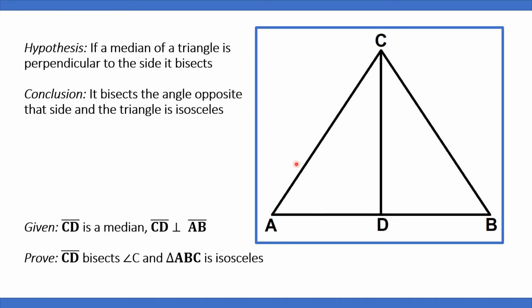Let's have the restatement. Given, line segment CD is a median, and that line segment CD is perpendicular to line segment AB. We need to prove that line segment CD bisects angle C and that triangle ABC or ACB is isosceles.